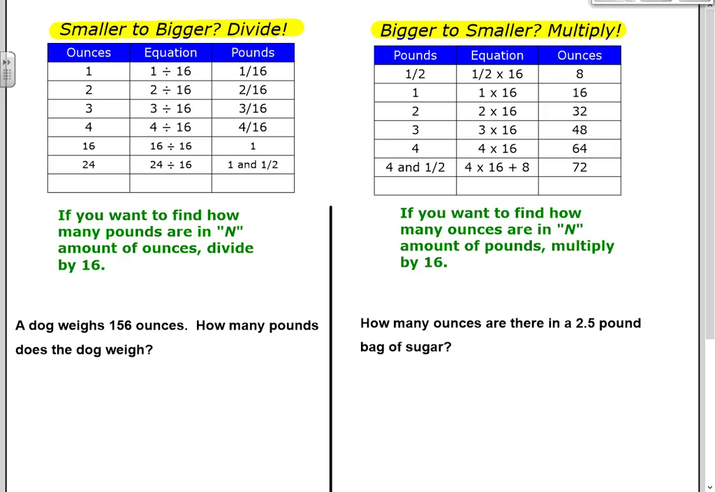All right, I have stressed this many times, and I think we're getting to the point where some of us are really understanding it, but if I go from a smaller unit to a bigger unit, you divide, and if I go from a bigger unit to a smaller unit, you multiply. Okay, and our conversion here between ounces and pounds again is 16 ounces equals 1 pound. Okay, that is the conversion we're going to need to use here.